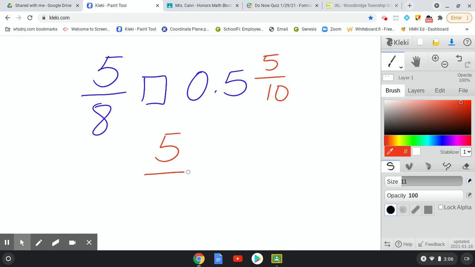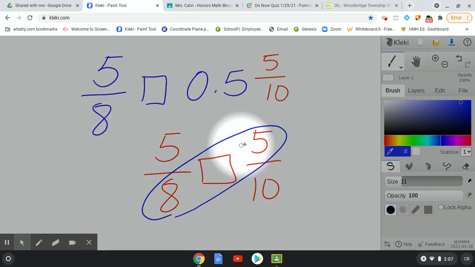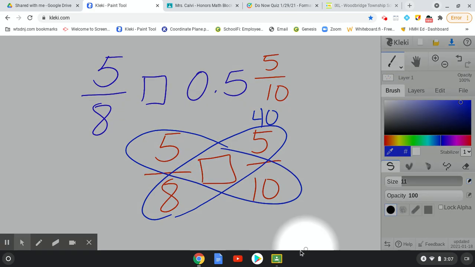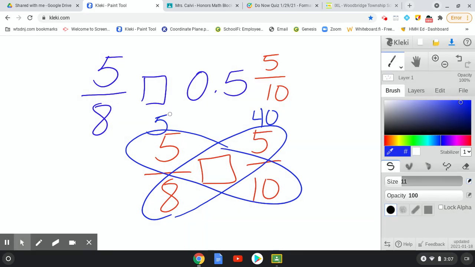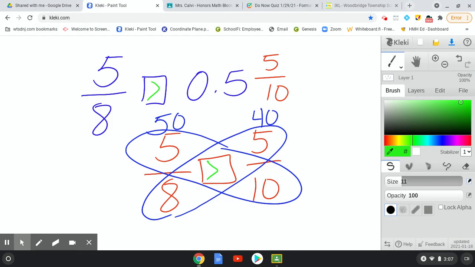So now if I am comparing 5/8 to 5/10, I can cross multiply to see which is larger or smaller. Cross multiply. 8 times 5 gives me 40. And then I'm going to cross multiply in the other direction. 10 times 5 gives me 50. Well, I know that 50 is greater than 40. So then that tells me 5/8 is greater than 5/10. So in my original, what I was comparing originally, 5/8 is going to be greater than 0.5.